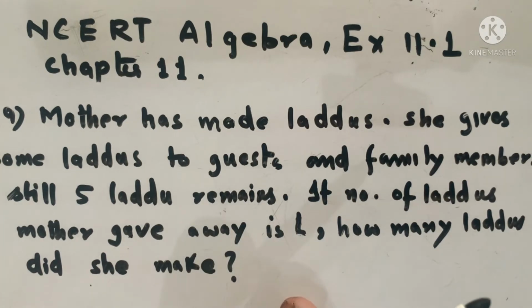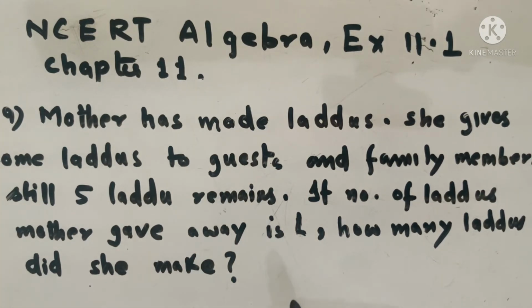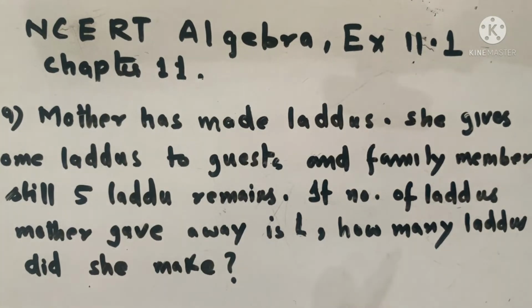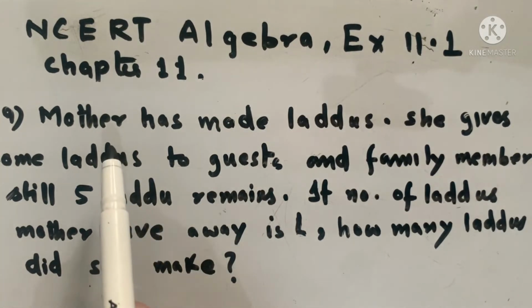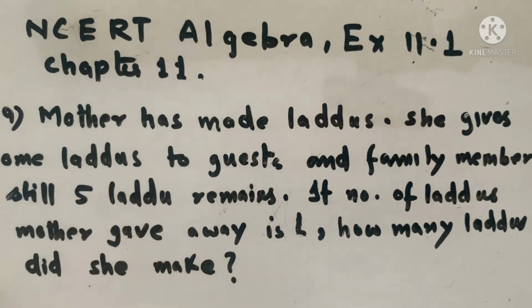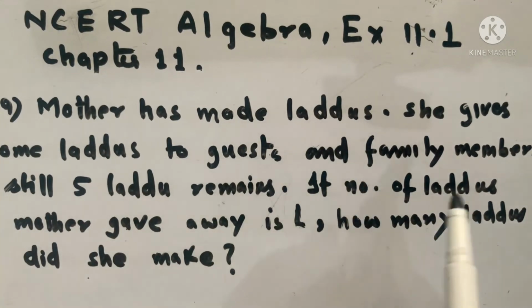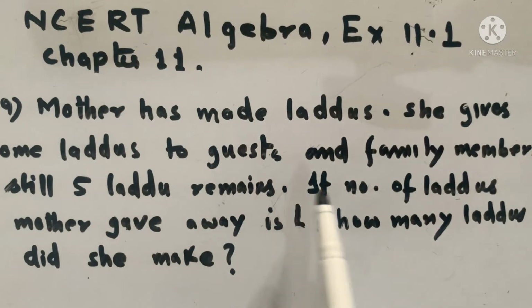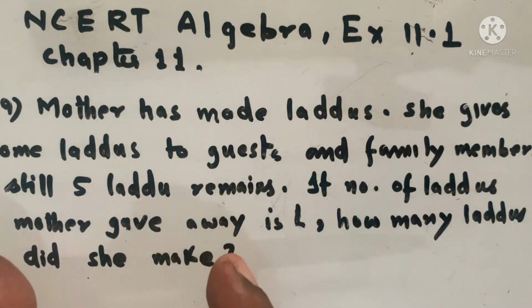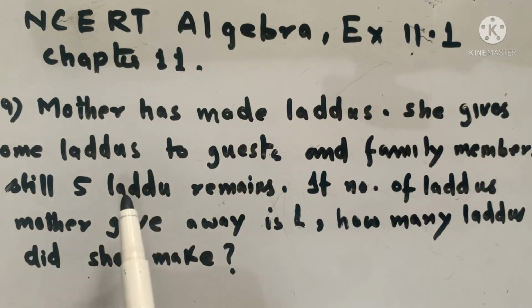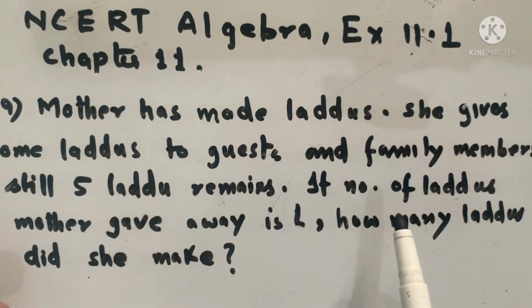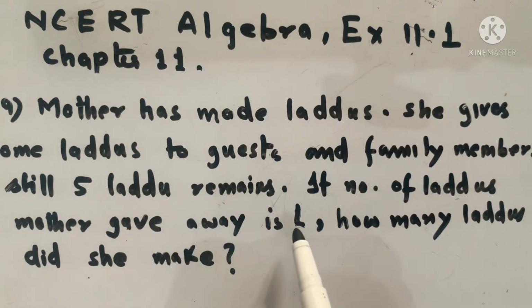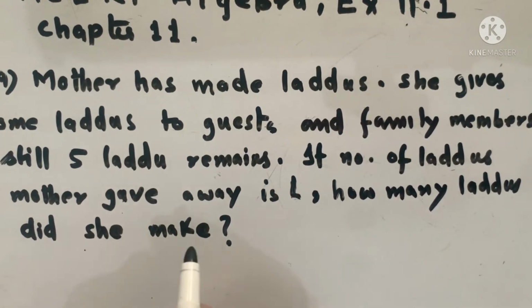ये हमें पता करना है कि मदर ने कितने लड्डू बनाए, टोटल लड्डू, जिसमें गेस्ट को दिए और फैमिली मेम्बर्स को दिए. तब she distributed laddus to guests and family members. So how many laddus did she make? Total, मतलब we have to find the total number of laddus made by mother. Now it is given that she gives some laddus to guests and family members. Still 5 laddus remain. Guest और family members देने के बाद 5 laddus still are remaining. If the number of laddus mother gave away is L, मतलब L laddus दे दिए उसने. How many laddus did she make?